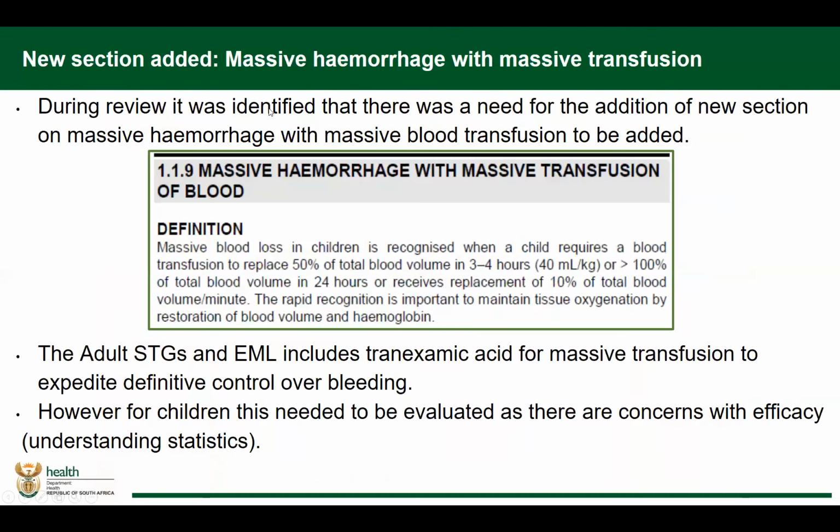So one of the areas that we did add in the new STGs and EML was a section on massive hemorrhage with massive transfusion of blood. The adult STGs and EML included tranexamic acid for massive transfusions to expedite definitive control over this bleeding. However, for children, this needed to be evaluated as there were concerns with the efficacy.